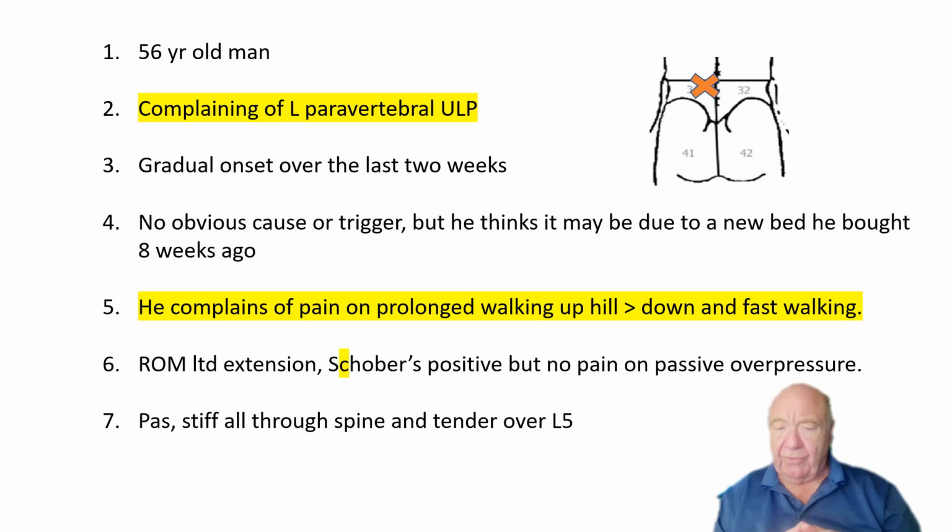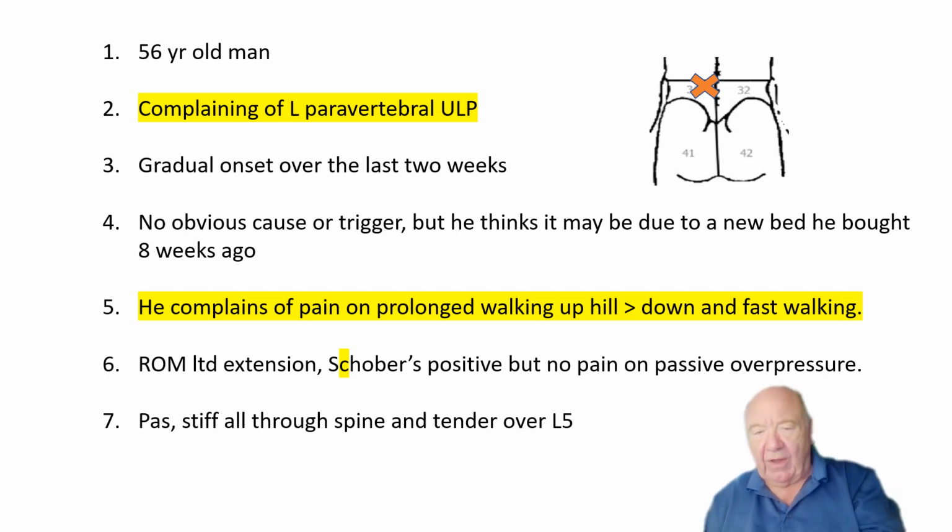Schober's test is positive. I'll change the spelling on Schober's to make it right. That could help confirm he's got severe central stenosis, and his range of motion lost in extension backs that up. There's no pain on passive overpressure. PAs are stiff all the way through the spine and tender only over L5.